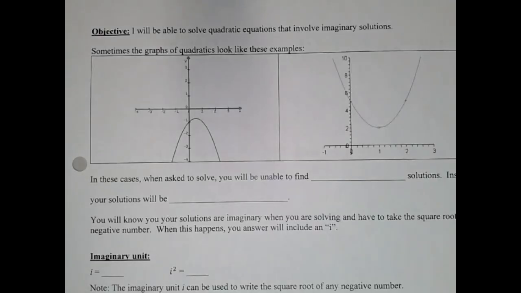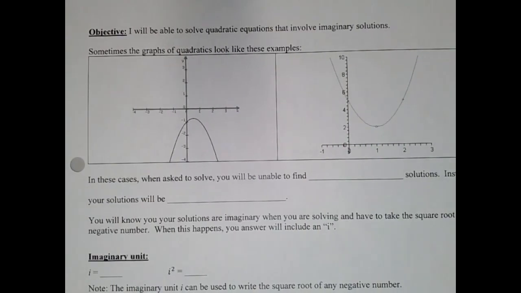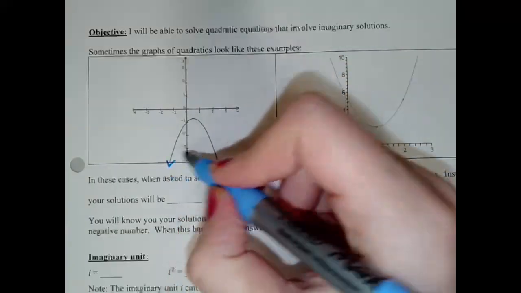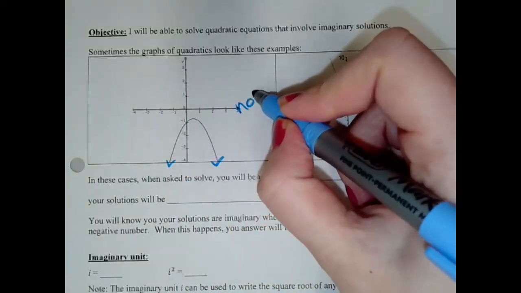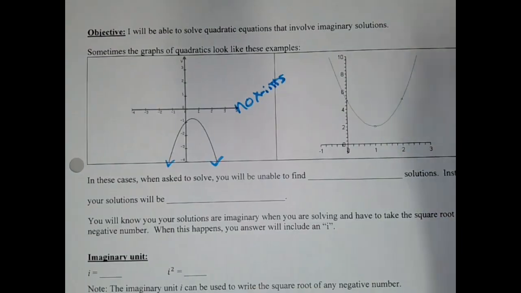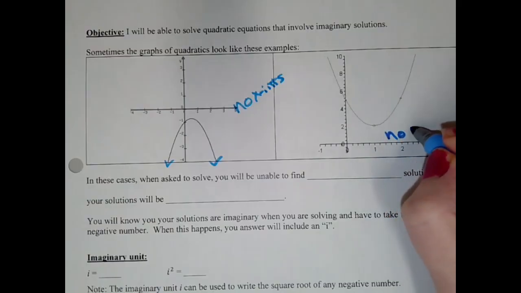Today's objective is I will be able to solve quadratic equations that involve imaginary solutions. Sometimes the graphs of quadratics look like this. So you have a parabola opening down and there are no x-intercepts. And then this, where the parabola is opening up this time, however, it's above the x-axis, so it's never going to cross, which means you have no x-intercepts.